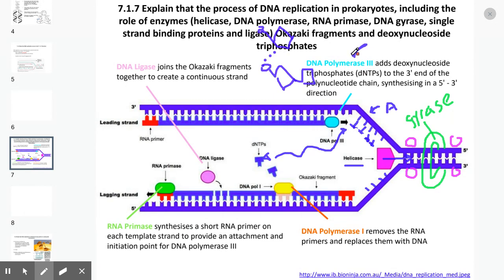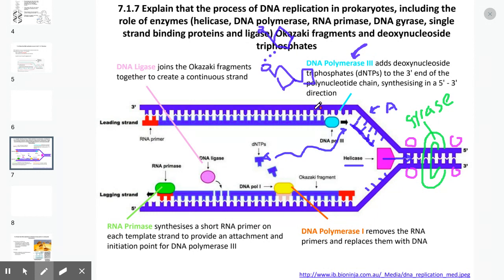DNA polymerase 3, its job is to connect one nucleotide to the next by creating covalent bonds between the phosphate here and then carbon number 3 of our other nucleotide.